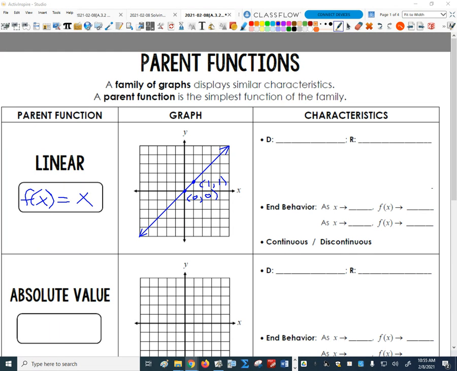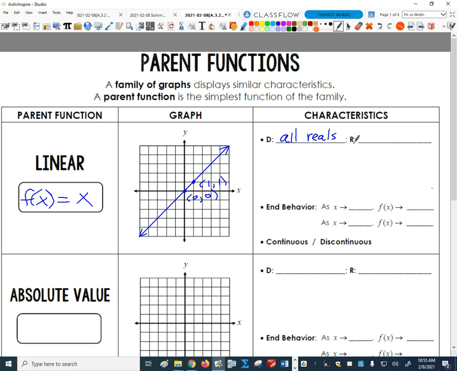Are there any x values the ant couldn't step on if he walked on this? Yeah, it's all reals, isn't it? Negative infinity to positive infinity. Well, we'll just call that all reals. There's no x coordinate the ant couldn't stand on.